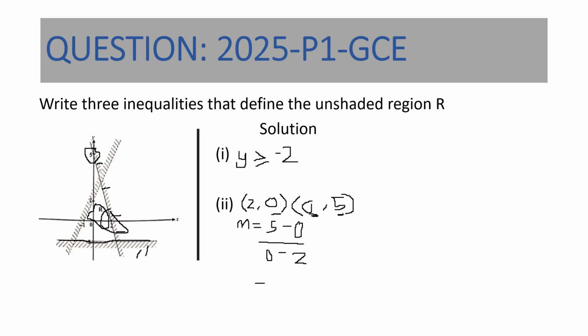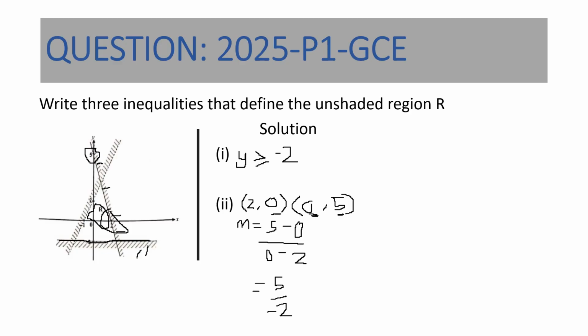So if we do the mathematics, this will give us 5 over -2. So this is our gradient.